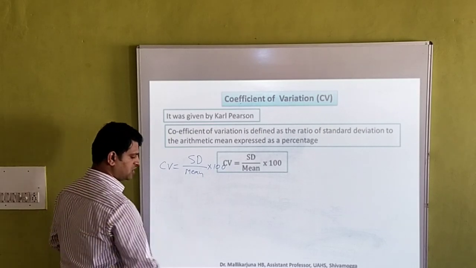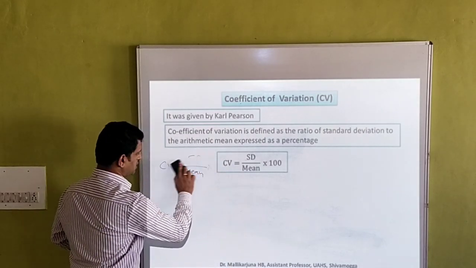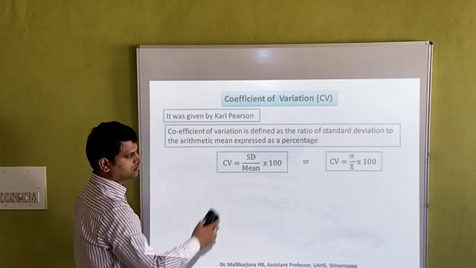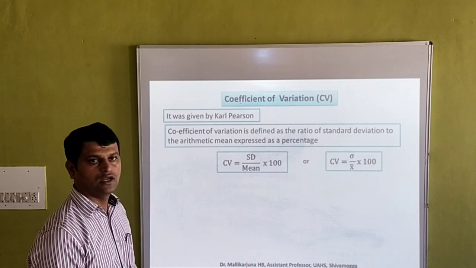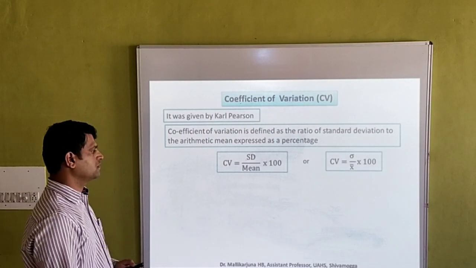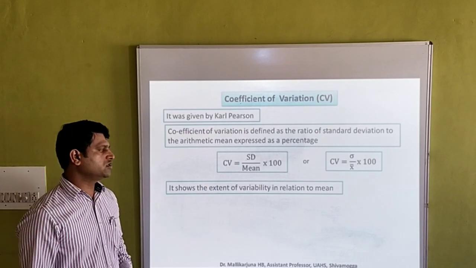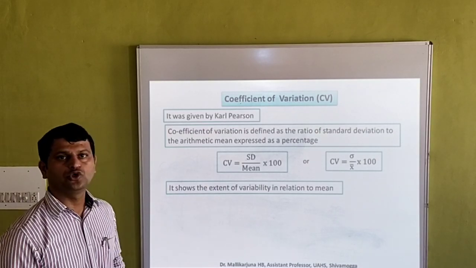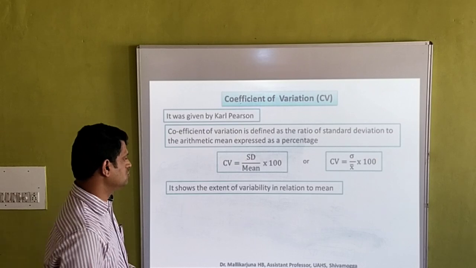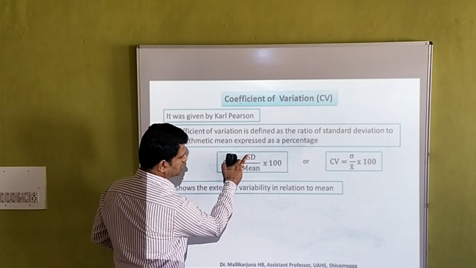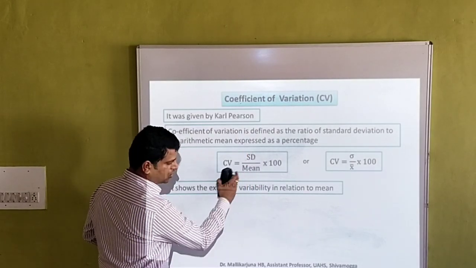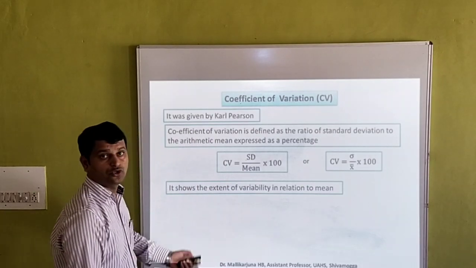CV is equal to SD by mean into 100. Using notation, CV is equal to sigma by x bar into 100. It shows the extent of variability in relation to the arithmetic mean, in relation to mean.